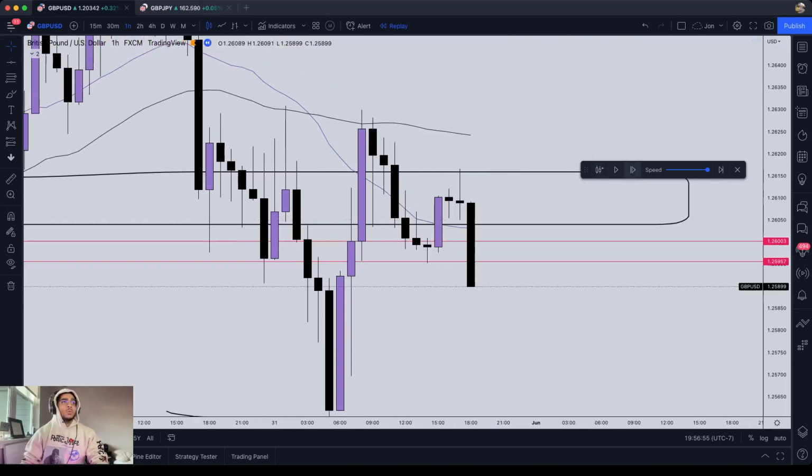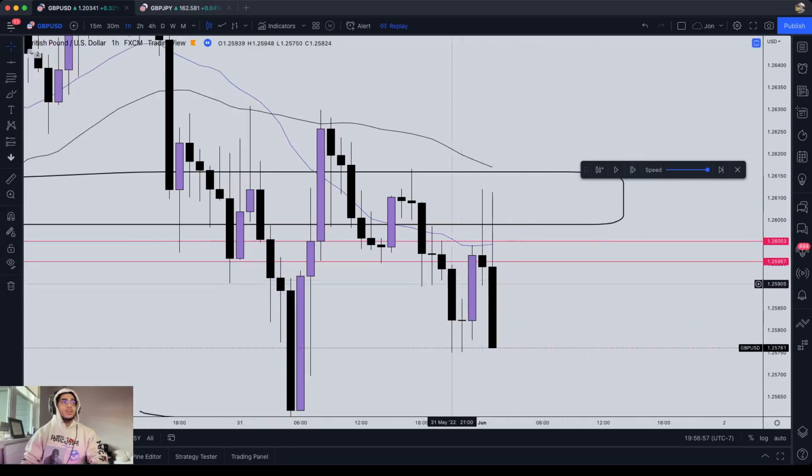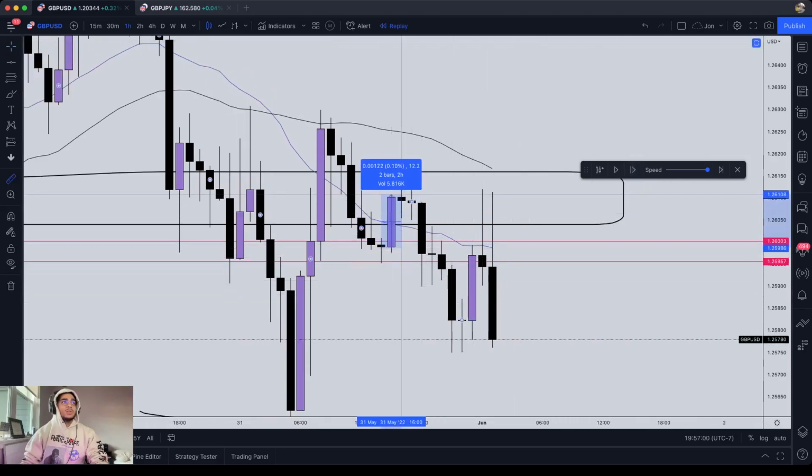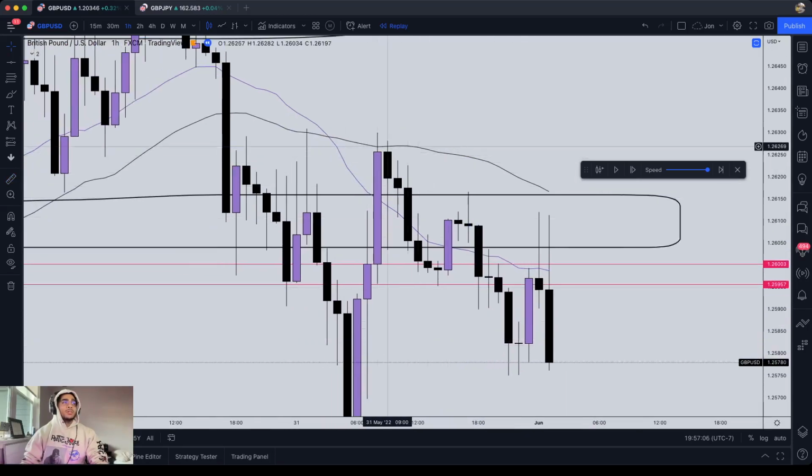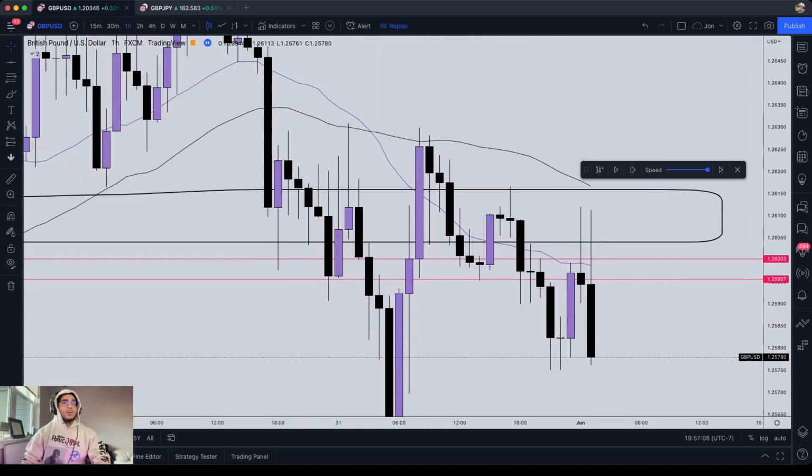And depending on where you were taking it, you could have taken it down, but of course, that entry candle, price shot up 12 pips, well, actually about 18 pips, and then finally tanked, right? So you always want to put your stop loss above the previous high, as always.